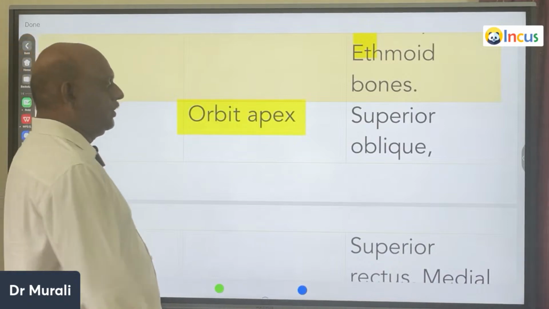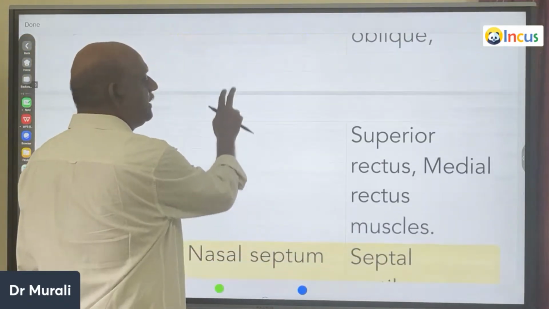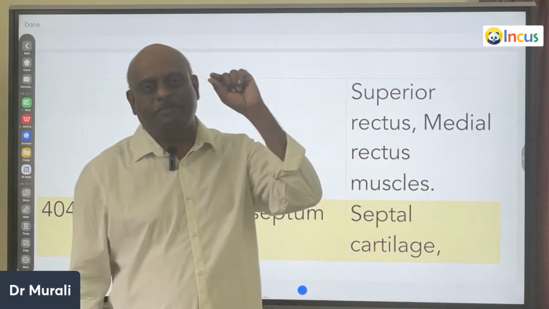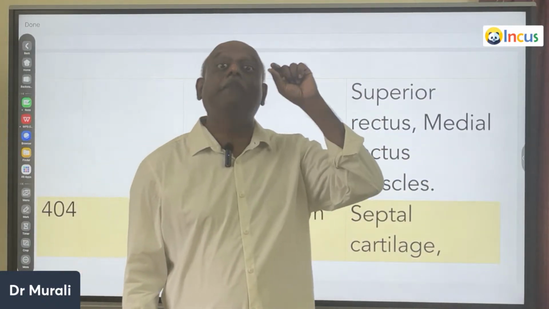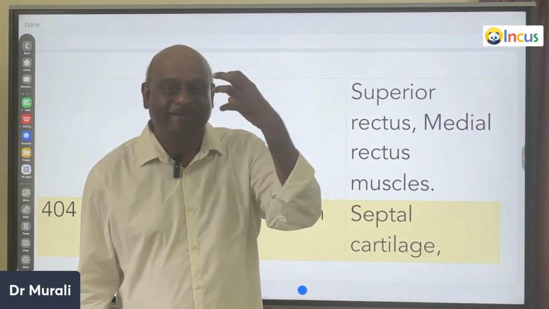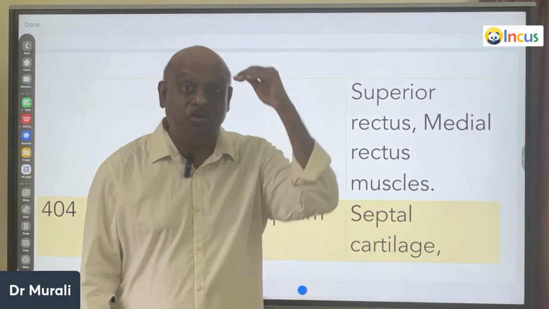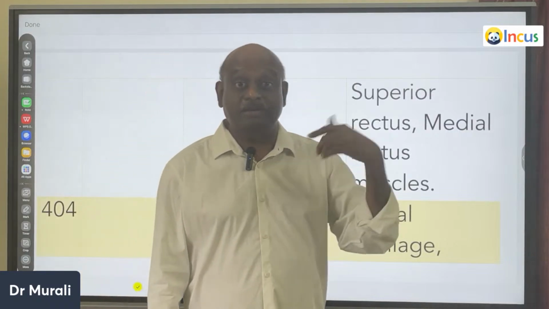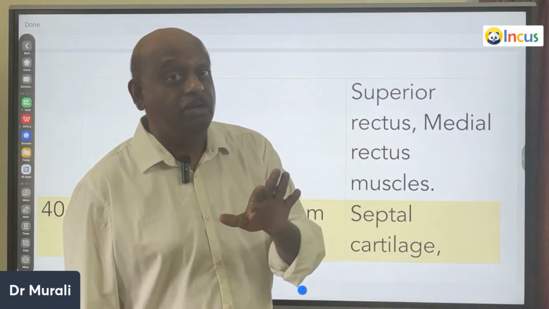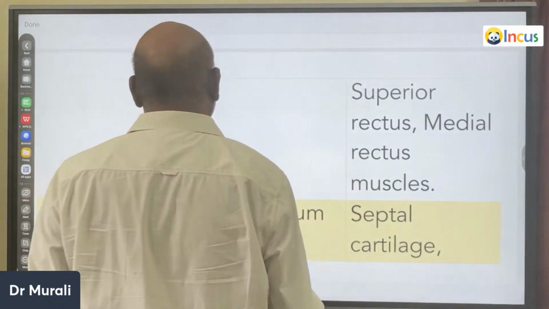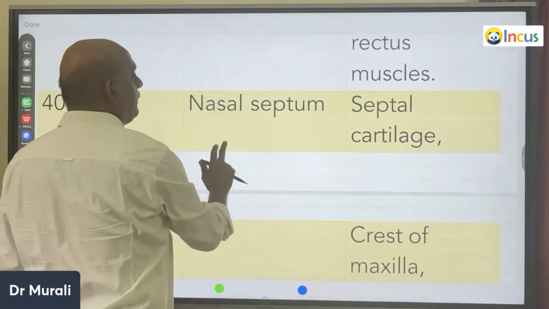Apex of the orbit. What do you have? Superior oblique, superior rectus, medial rectus, all of them take a common origin from the orbit's apex. So the common tendinous ring, the orbit's medial wall, lateral wall, superior wall, inferior wall, all these things we discussed in the last class. But orbit as such is a favorite question topic of the examiner. Now, coming to the nasal septum.